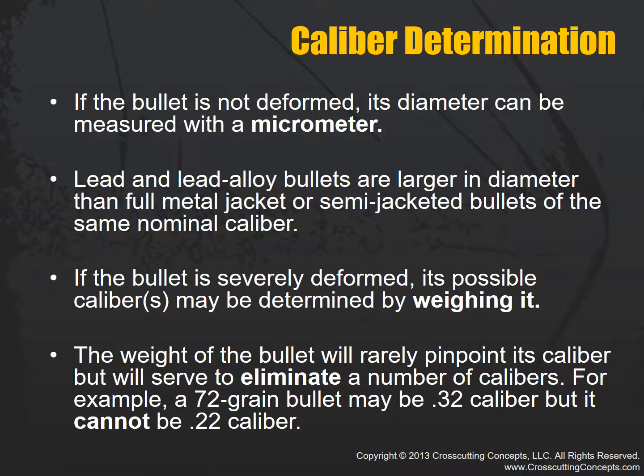So, caliber determination. If a bullet is not deformed, its diameter can be measured with a micrometer to determine its caliber. Lead and lead alloy bullets are larger than full metal jacket or semi-jacketed bullets of the same caliber. If the bullet is severely deformed, it's possible to determine the caliber by weighing it. However, the weight of the bullet will rarely pinpoint its caliber, but will serve to eliminate a number of calibers. So a 72 grain bullet could be a 32 caliber, but it can't be a 22 caliber. And 72 grain is the weight.